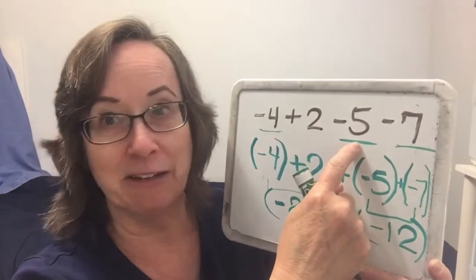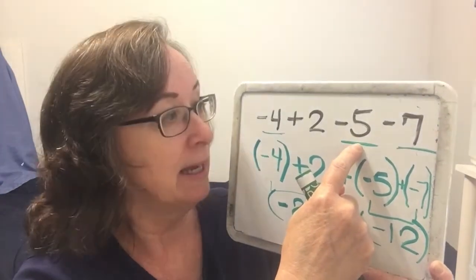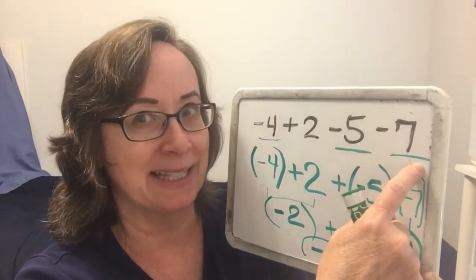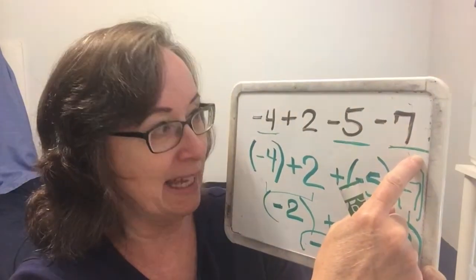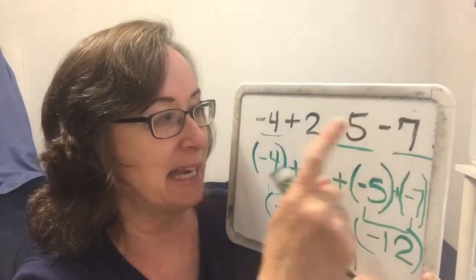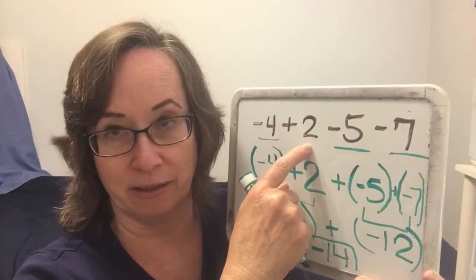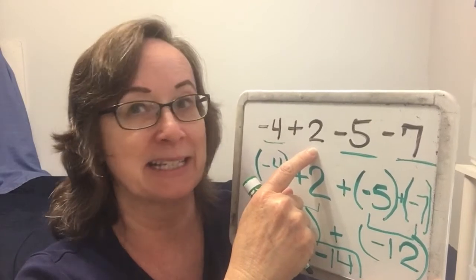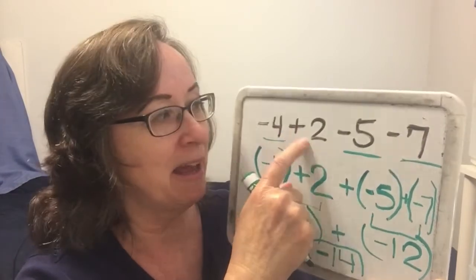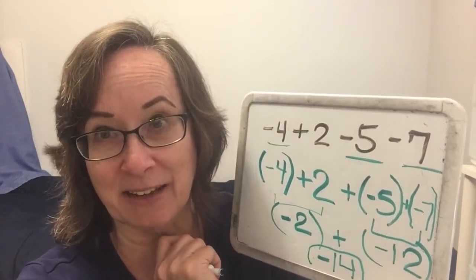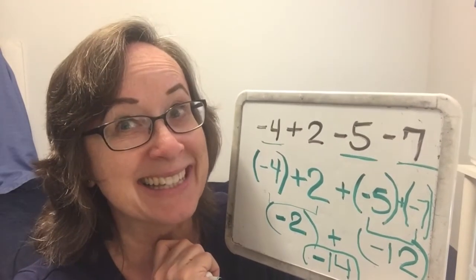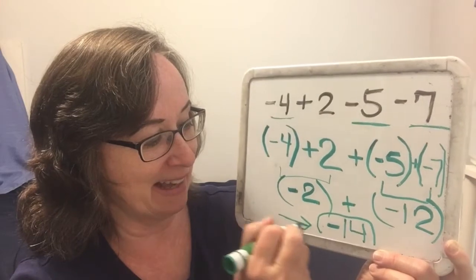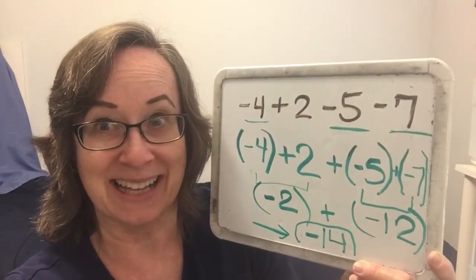Negative 4 and negative 5 is a negative 9. Negative 9 and a negative 7 is going to be a negative 16. And then we have a negative 16 add to opposite signs. So we're going to really subtract. 16 minus 2 is 14, but the 16 was negative, so the negative gets the sign, and we're going to have negative 14 again. That was fast, wasn't it?